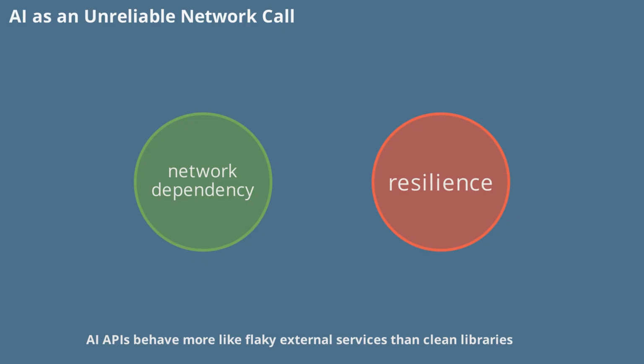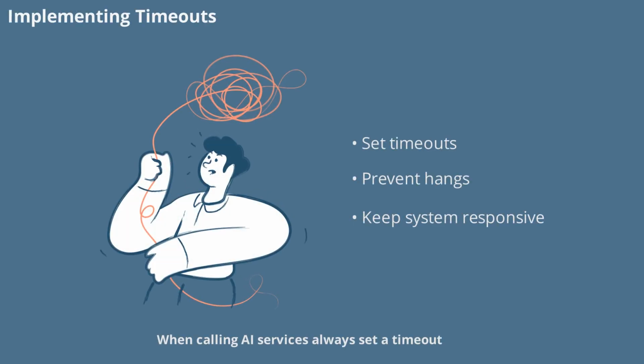AI APIs behave more like flaky external services than clean libraries. You'll encounter timeouts, rate limits, partial responses, and random delays. So, treat AI like any other unreliable network dependency. Add timeouts, retries, and fallback logic to ensure your application remains resilient, even when the AI service is having a bad day. When calling AI services, always set a timeout. This prevents your application from hanging indefinitely if the AI provider is slow or unresponsive. For example, using WebClient in Spring Boot, you can set a timeout of just a few seconds to keep your system responsive and protect your users from long waits.